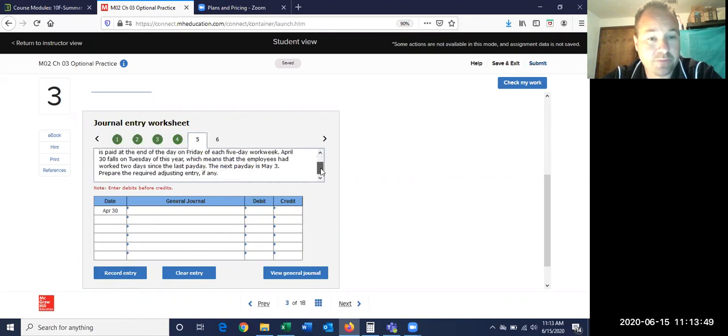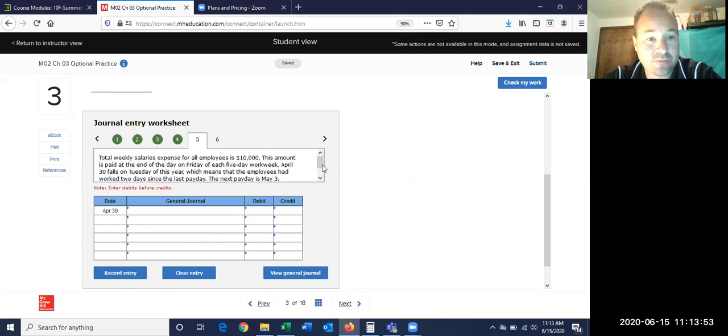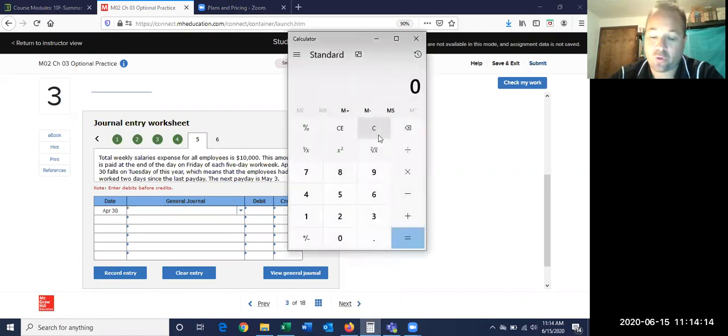And then this last one is just like the one we just did with the wages. Hopefully you can get this one without much help. The weekly salary is $10,000, paid each Friday. April 30th falls on a Tuesday, so that's the second day out of the week. If the total payday is $10,000 over 5 days, if you just do the easy math there, that's $2,000 a day.